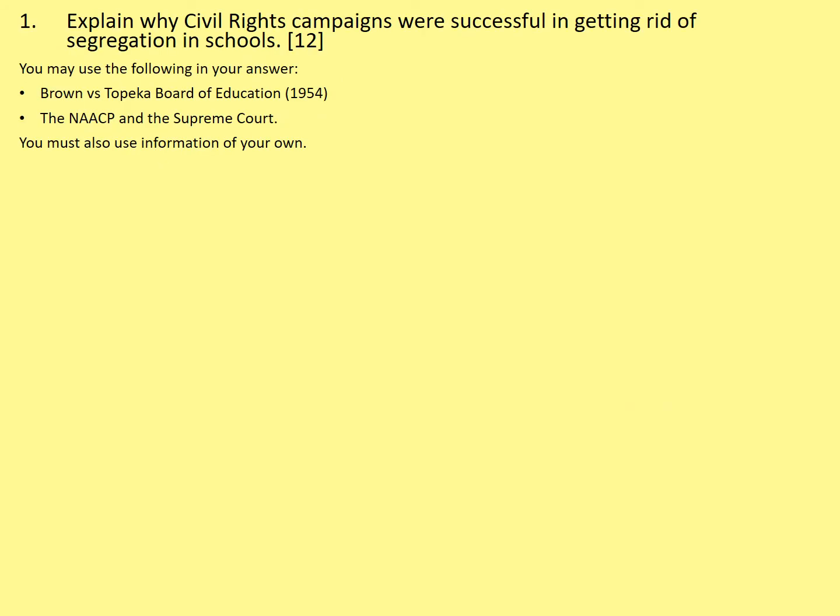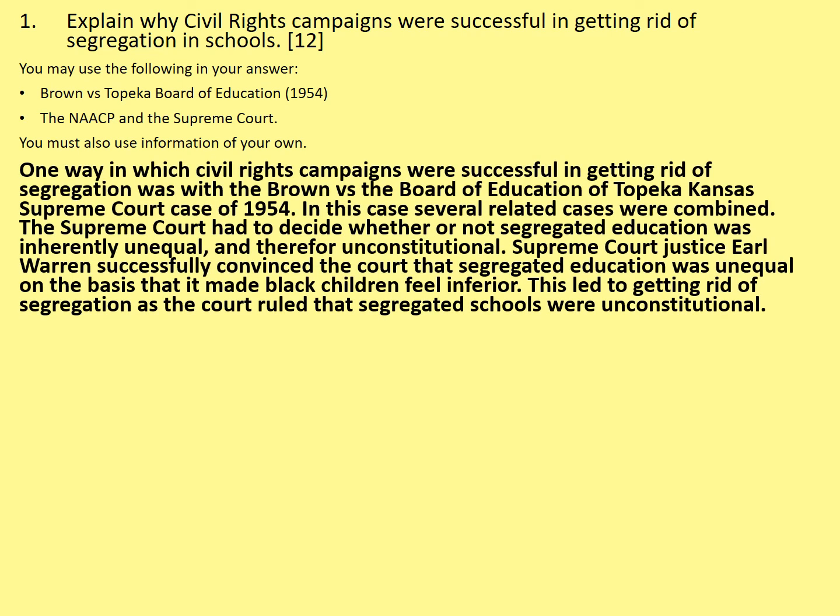There's the question again, and remember these stimulus points. Try and recognise where I've used them and where I've used my own knowledge. One way in which civil rights campaigns were successful in getting rid of segregation was with Brown versus Board of Education of Topeka, Kansas, Supreme Court case of 1954.